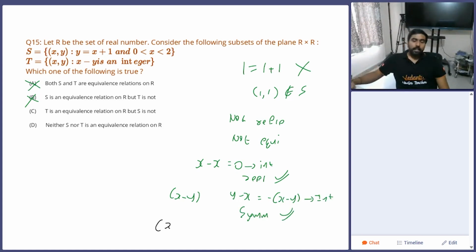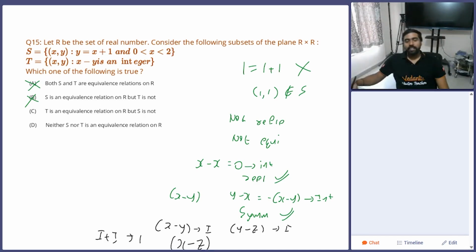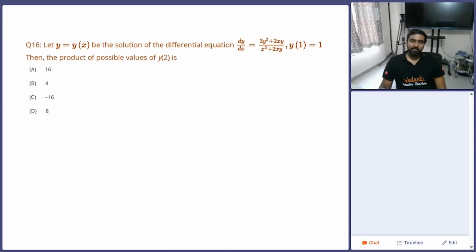Perfectly fine. Then let's say x minus y is an integer, y minus z is an integer. If I add these two, what will I get? X minus z. So integer plus integer will always be an integer. So z minus x will also be an integer, which means yes, it is transitive as well. So jo relation T hai, it is reflexive, symmetric and transitive, meaning it is an equivalence relation, but S is not. So option C will be the correct answer for this question. Okay, everyone? The idea is clear. Moving on.